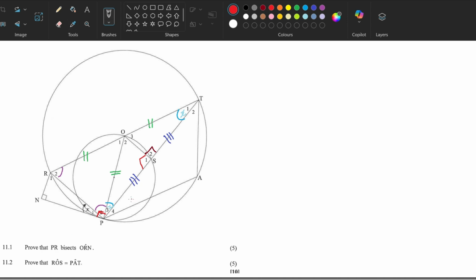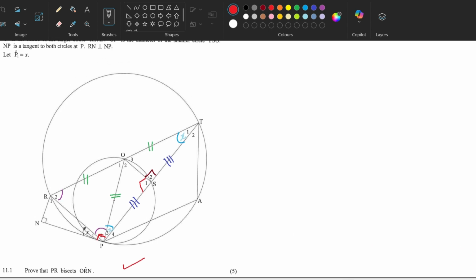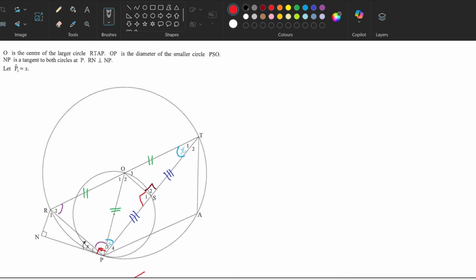If we can find angle R1 and angle R2, and find out that they are equal, that means we have proved that PR bisects angle ORN, right? So let's go about writing the statements and the reasons. You can tell the examiner that OP is equal to OR, right? Your reasoning, you're going to say radii. Maths, guys, is not for people who are lazy.